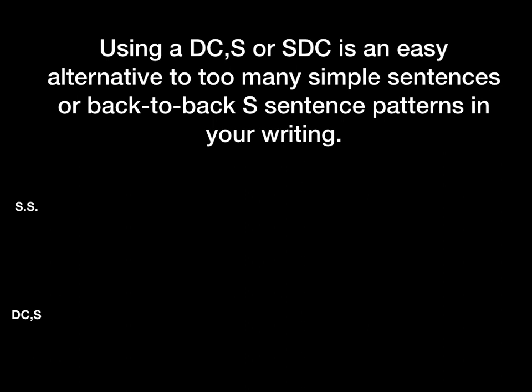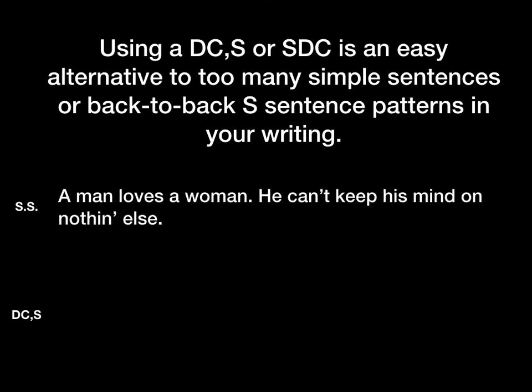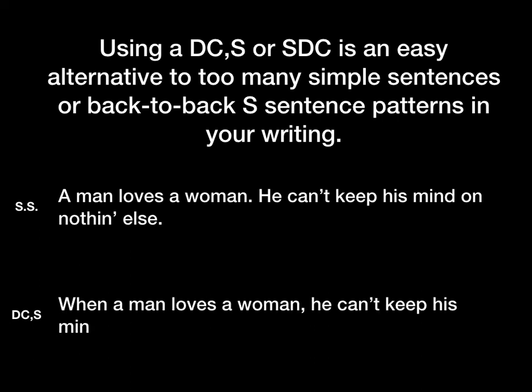So here's another example that illustrates how a dependent clause allows for better flow in your writing. Instead of saying a man loves a woman, period, he can't keep his mind on nothing else, we have when a man loves a woman, because when is our nonsense word. A man loves is our subject and a verb. He can't keep his mind on nothing else is our sentence. It just allows for better flow.